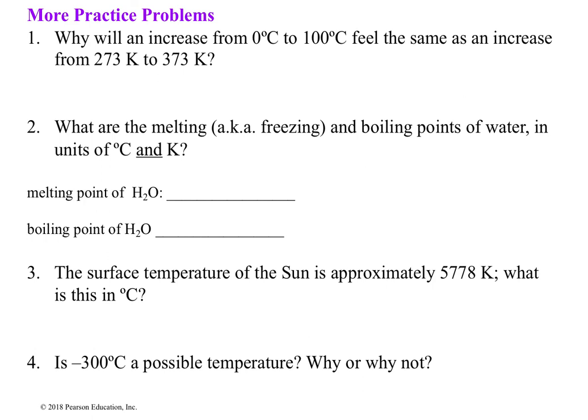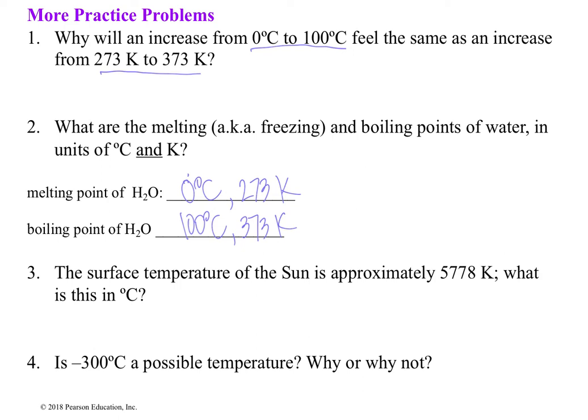Okay, so will an increase from 0 Celsius to 100 Celsius feel the same as 273 to 373 Kelvin? We already talked about that. Yes, indeed, it will, because those temperature scales are proportional as far as their increase goes. Those happen to be the melting and boiling points of water, so the melting point is 0 degrees Celsius or 273 Kelvin. Boiling point is 100 degrees Celsius or 373 Kelvin.